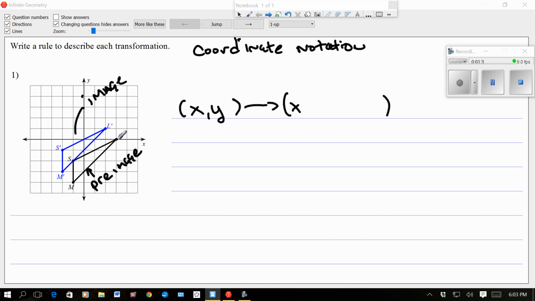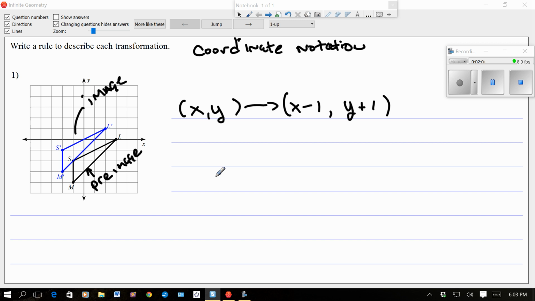What do I do to my x value? I move to the left 1. If I move to the left 1, I'm going in a negative direction, so I'm subtracting 1 from my original value. What do I do to get to L prime once I move to the left 1? Now I have to go up 1 to get to L prime. So I add 1 to my y value.